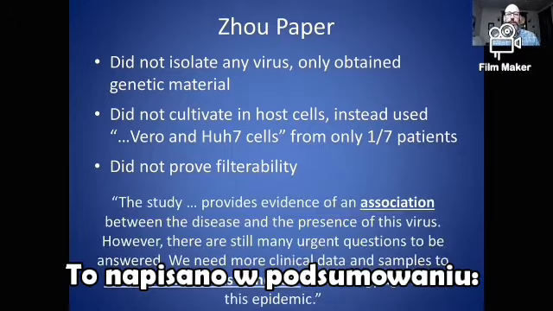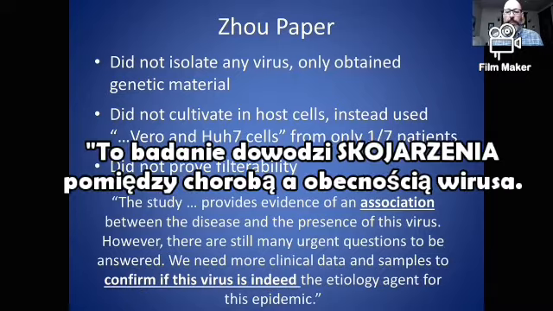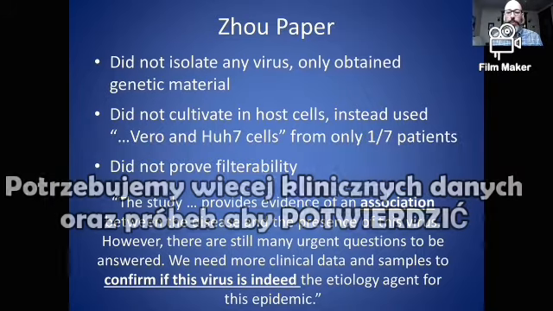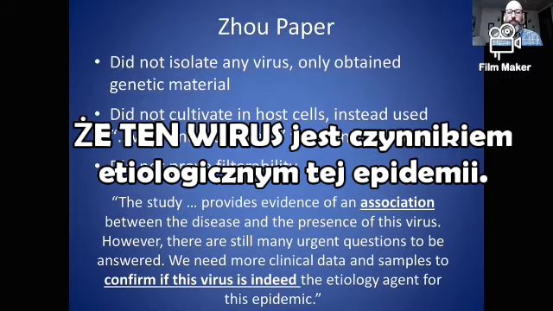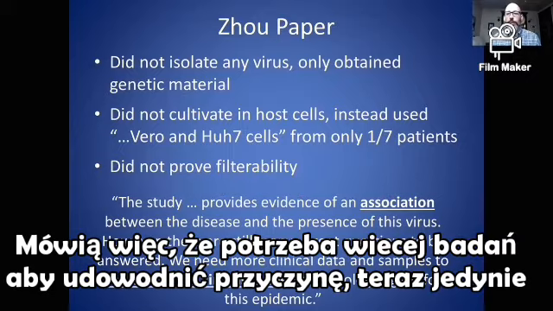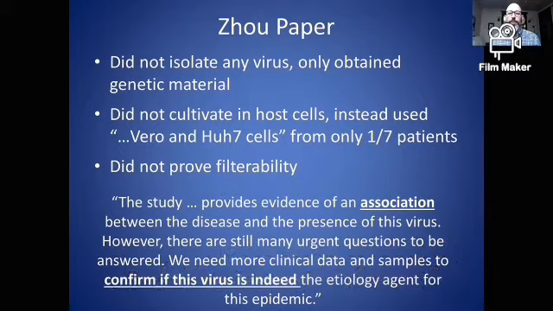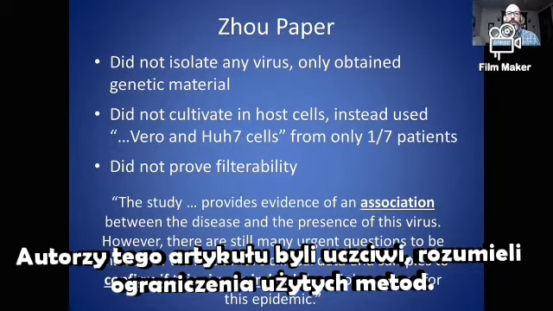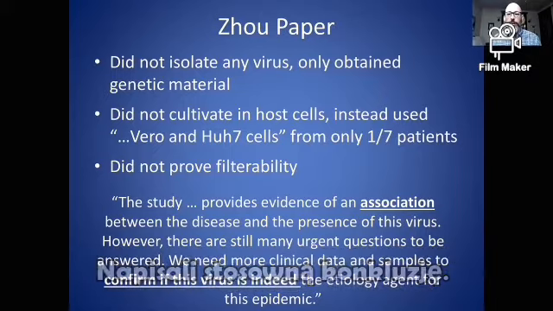And here's what they wrote in their conclusions. "This study provides evidence of an association between the disease and the presence of the virus. However, there are still many urgent questions to be answered. We need more clinical data and samples to confirm if this virus is indeed the etiology agent for this epidemic." And etiology means cause. So basically they said, we need more studies to prove causation. This only provides evidence of an association, and there are still many questions to answer. So the authors of this article were very honest and understood the limitations of their research methods and put an appropriate conclusion.